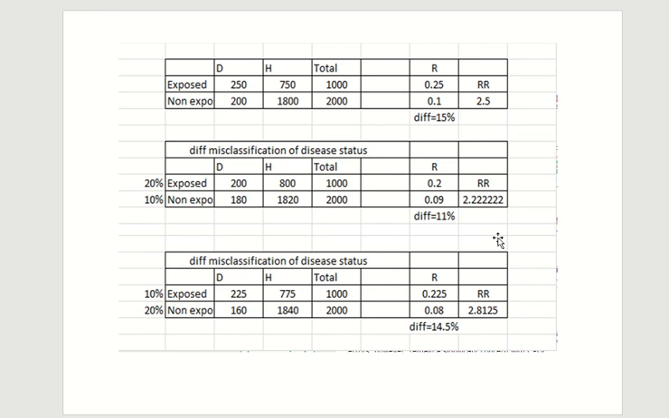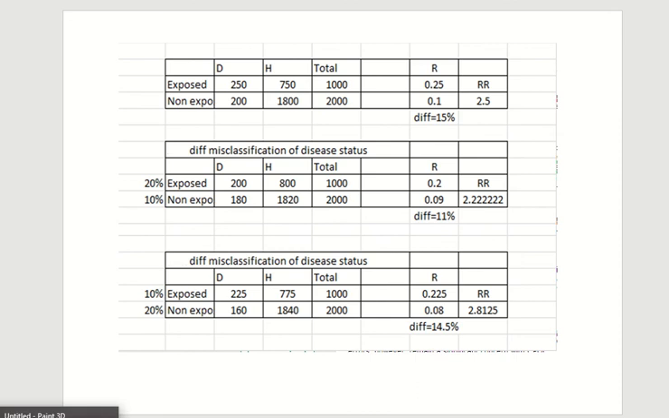Let's reverse the rate. So let me put 10% in the exposed and 20% in the non-exposed. Again, if you do the calculation, you discover 10% of 250 is 25. I remove them and put them in the 750. So that gives me 225 and 775. I'm going to make a mistake of 20% in this group, and I'm going to put them in the 1800. So that's 160 and 1840. If you calculate, your relative risk comes out to be equal to 2.8. Meaning you're making a mistake that is away from the null.